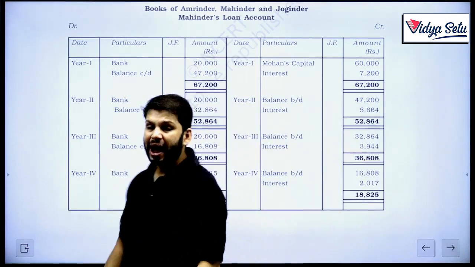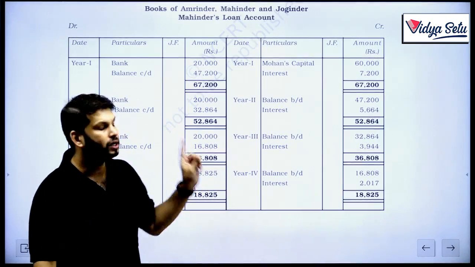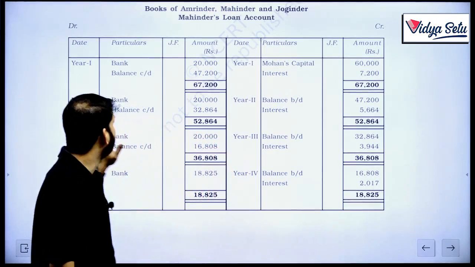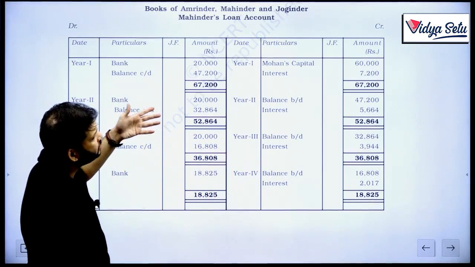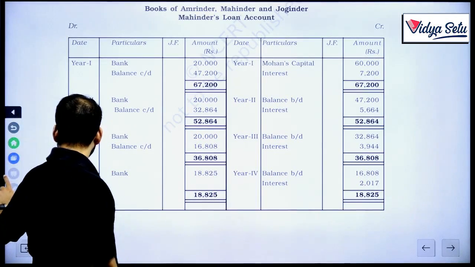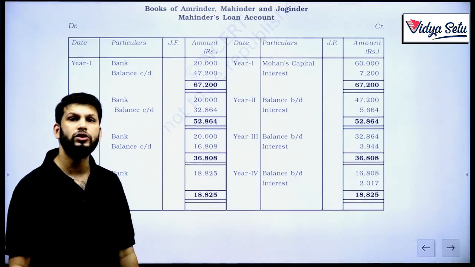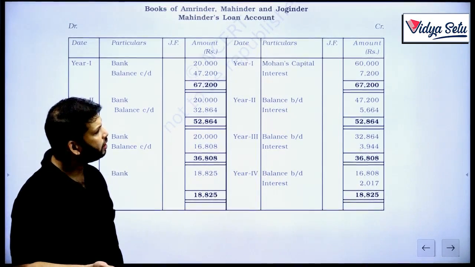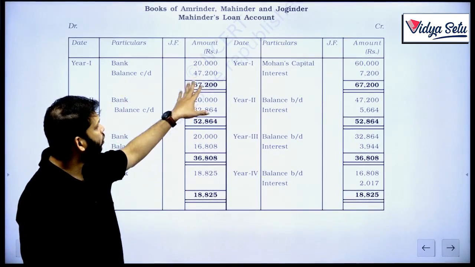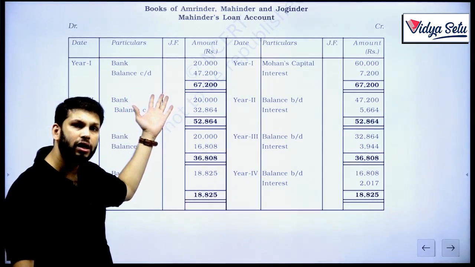Now to the bank, 20,000 will go. This 20,000 will contain the interest portion as well as the principal portion. So how much is the interest portion? 7,200. So out of 20,000, if 7,200 is the interest, how much is the principal? 12,800 is the principal, 20,000 minus 7,200. So from 60,000, 12,800 is deducted. The balance is the principal.